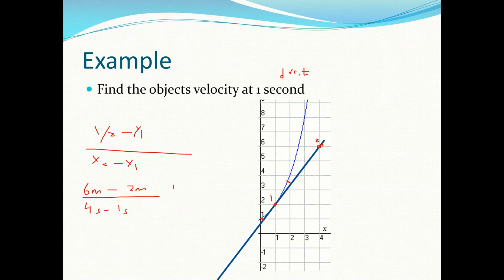So we end up getting 4 over 3, which is 1.333 repeated. We'll just go to 2 sig digs, meters per second. So at that exact point of 1 second, right where a tangent line hits, we're going 1.3 meters per second. If I wanted to find it at 2 seconds, well, I draw a different tangent line that's steeper, and you'd get a different one. So this is the instantaneous velocity, because at that instant of 1 second, that's how fast we're going.